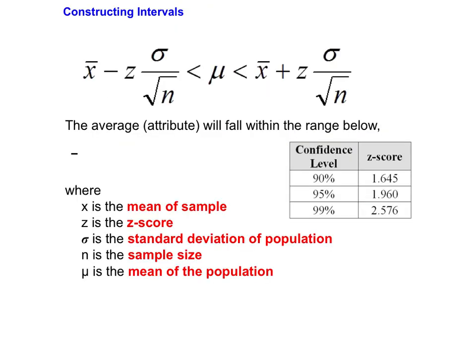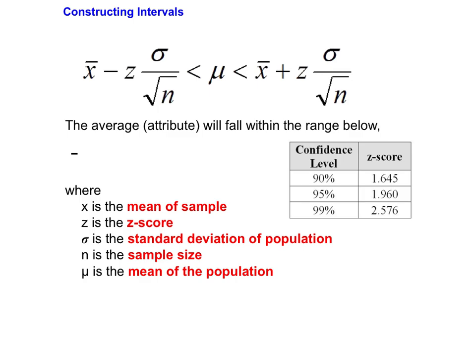So because we have our percentages on our Z tables, we know that a confidence level of 90% is going to give me a Z score of 1.645. A confidence level of 95% is going to give me a Z score of 1.96. And a 99% confidence level is going to be 2.576.